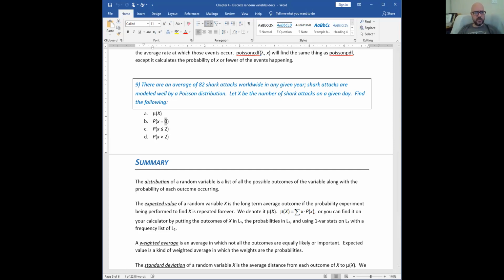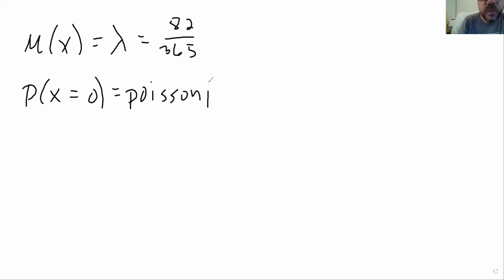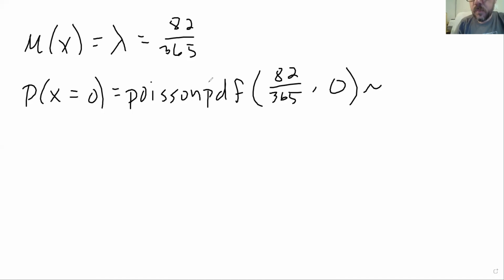And the others are less than or equal to and greater than 2. Okay. So the probability that X equals 0 equals Poisson PDF of 82 over 365, comma 0. And of course, the calculator will do that. So let's go do that on the calculator.